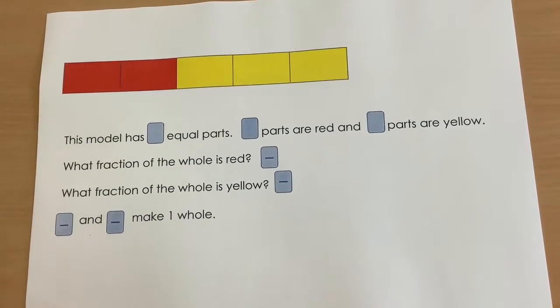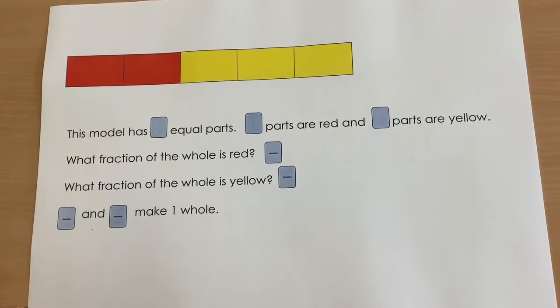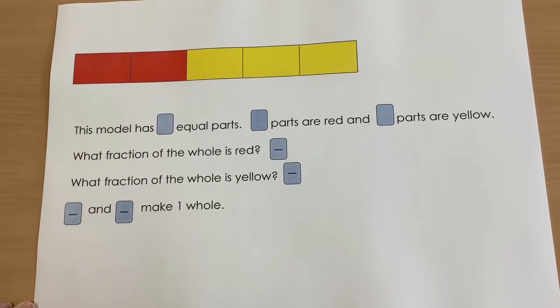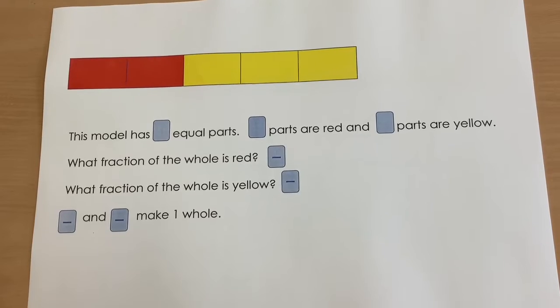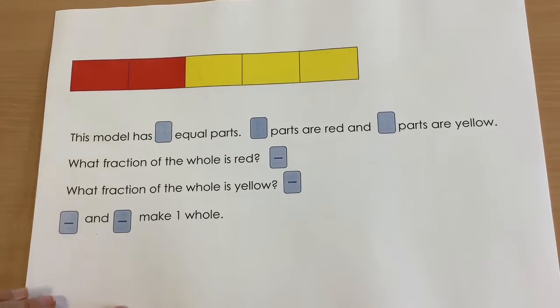So here we have another model split into equal parts again, but they're coloured differently. I'd like you to tell me how many equal parts there are, how many are red and how many are yellow, and then the fraction of the whole that is red and yellow. Pause the video and have a go at that.